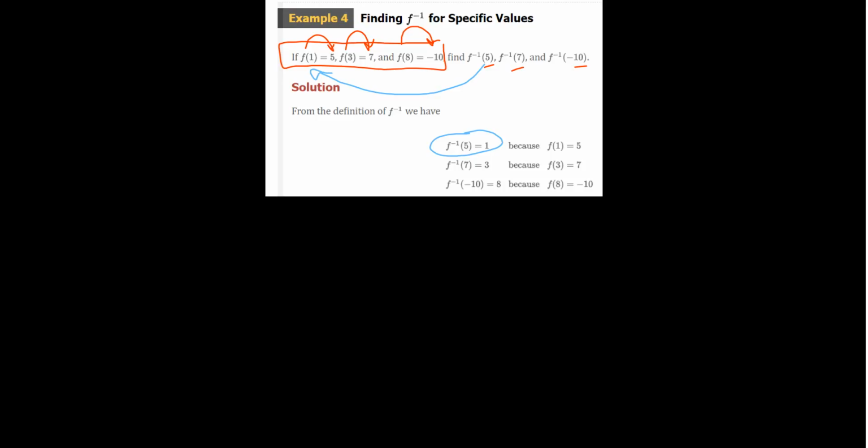Again, f inverse of 7, right? Well, how did we originally map to 7? Well, we took f of 3 to get to 7. So therefore f inverse of 7 is going to be 3. Same procedure for f inverse of negative 10. How do we get to negative 10? Well, we evaluated f at 8. So therefore f inverse of negative 10 will be 8, because f of 8 is equal to negative 10. Yeah, that's a lot of drawing on this, but that's it.